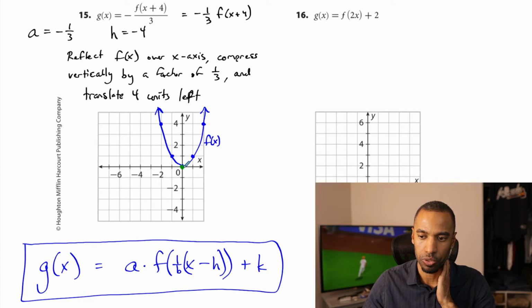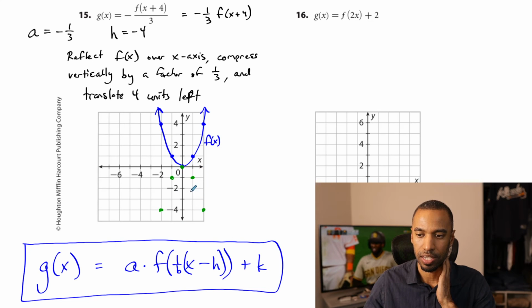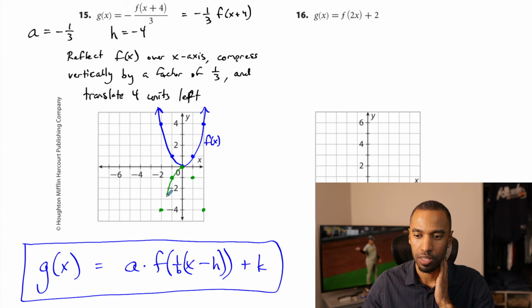So g of x initially, don't draw this yet unless you plan on erasing. But I'm going to flip everything over the x-axis. 0, 0 stays there. This 1, 1 turns into 1, negative 1 as it flips over. And this 2, 4 turns into 2, negative 4 as it flips over. This thing flips over on this side as well, and we get this thing that looks like that. So this thing is now flipped over the x-axis.